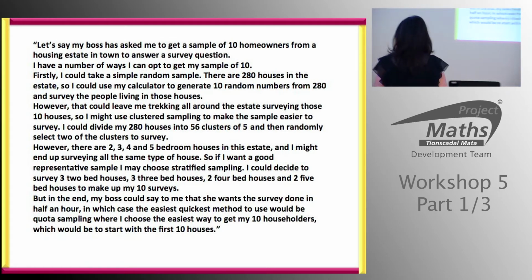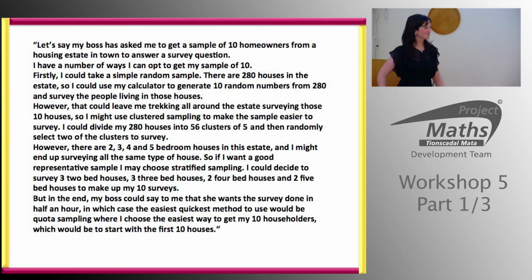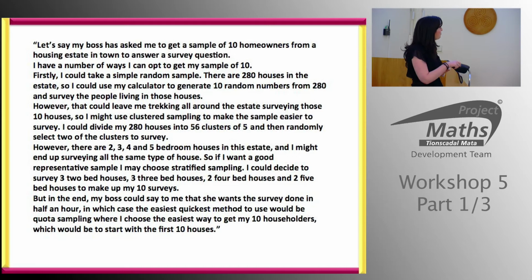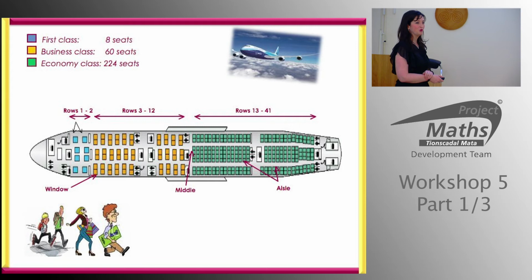So over to you then. Here we've got a plane. And what we have here in the blue seats are 8 people in first class. Then we have 60 seats for people in business class, the yellow ones. And then we have 224 green seats in economy. Okay. So we want to survey 30 passengers on this flight. How would you sample this group?